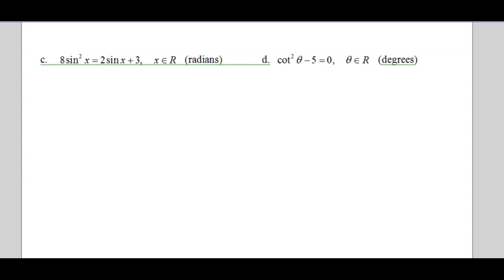Okay, so C, 3 terms, you've got squared and stuff. How are they holding hands? Okay, get everything to one side, 0 on the other.